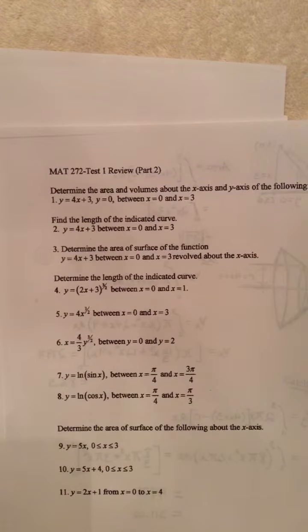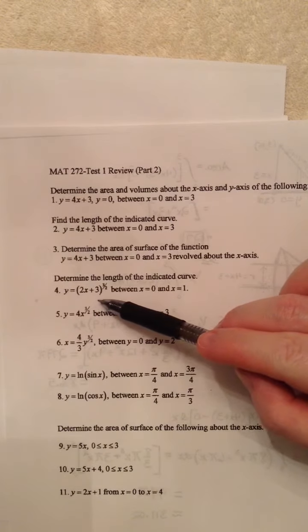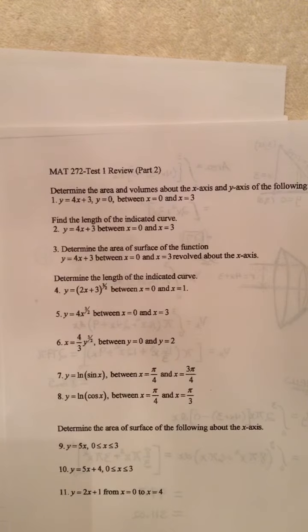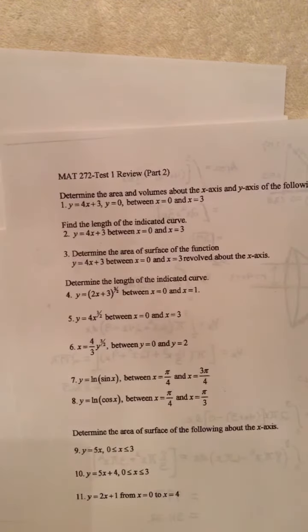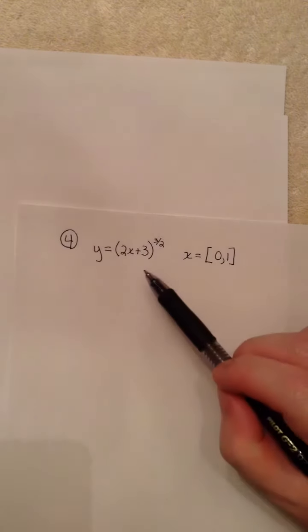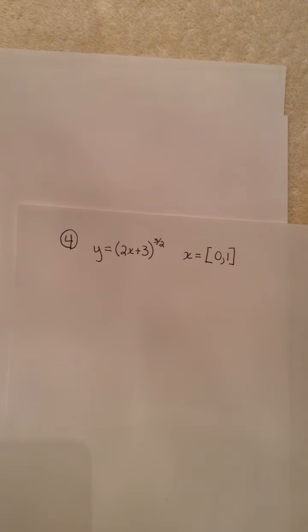For number 4, we're looking at the determination of the length of the curve represented by the function y equals (2x plus 3) to the 3/2 power, between x equals 0 and x equals 1. In the setup, again we have the function y equals (2x plus 3) to the 3/2 as x runs from 0 to 1.